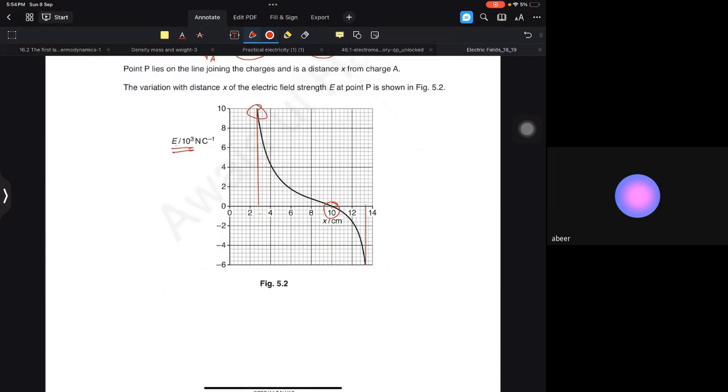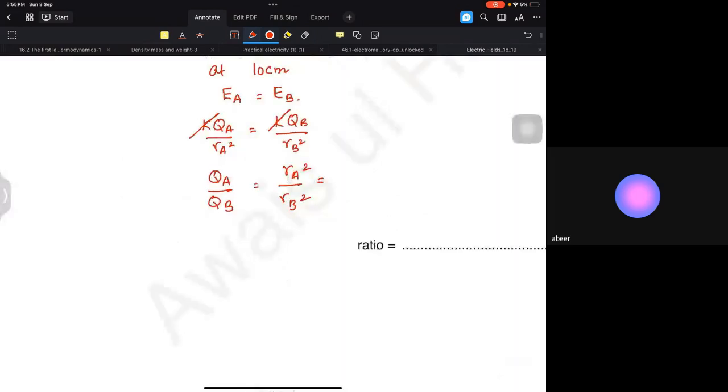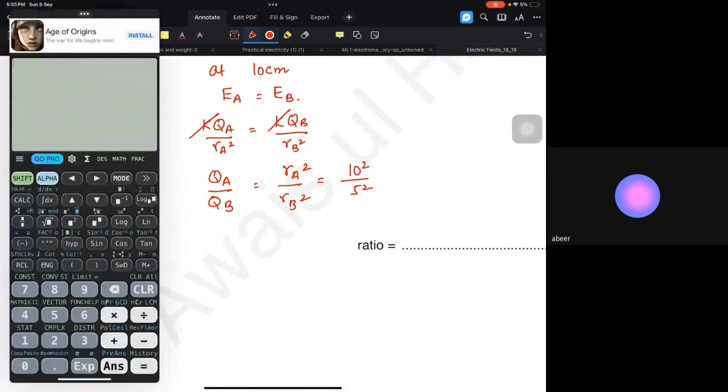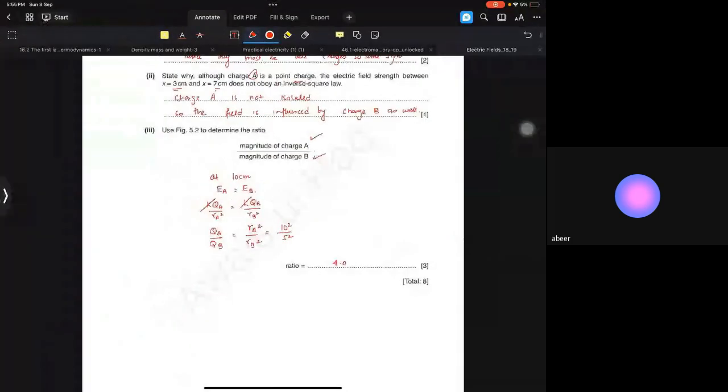So let's put it in the equation. 10 squared divided by 5 squared. So let's find it out. So it should be 4.0. Is it clear, kids? Yes, sir.